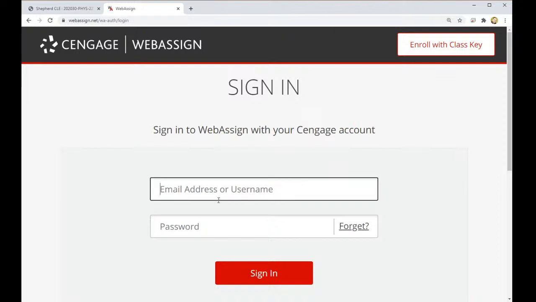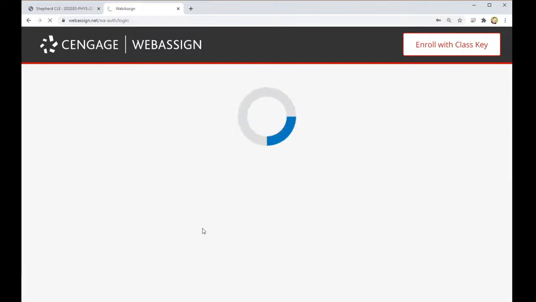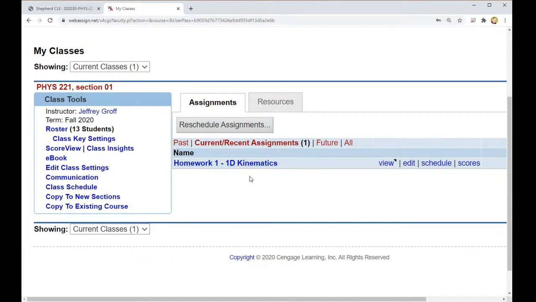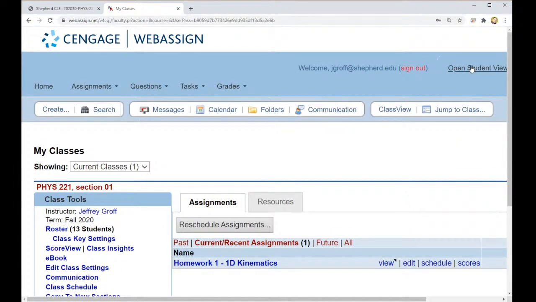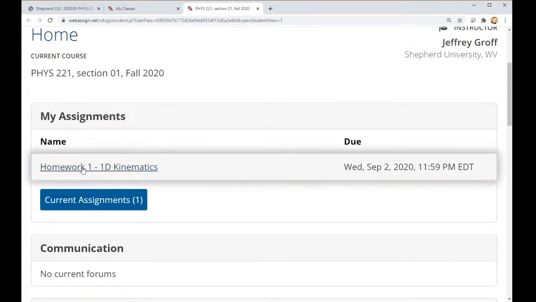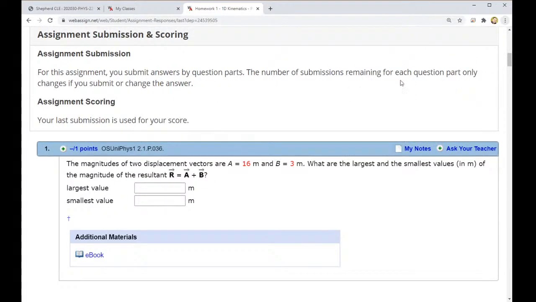See if I can log in. There we go. Okay, so there's a homework assignment here. It's due a week from today. And click Open Student View. What does it look like? So this is what WebAssign looks like.